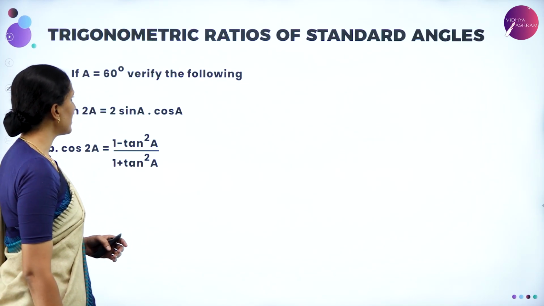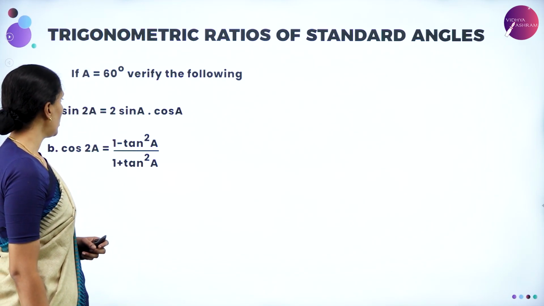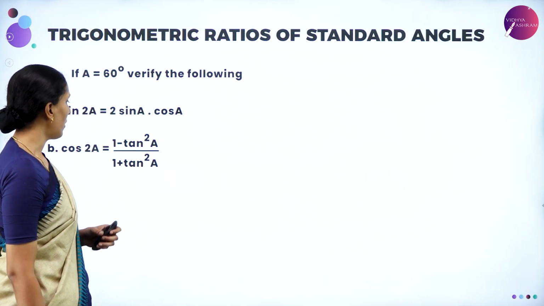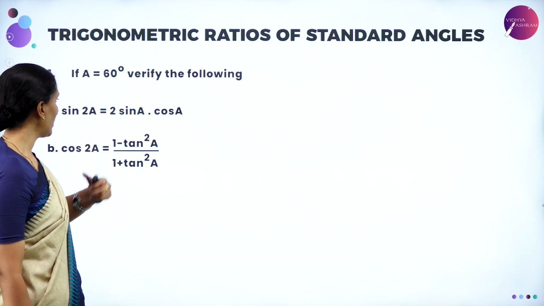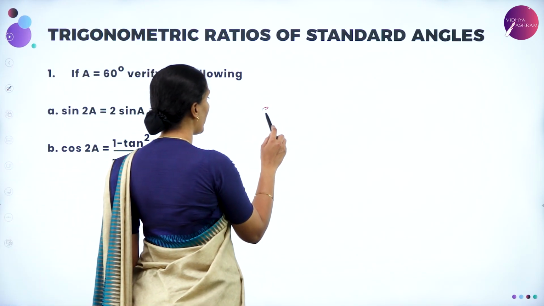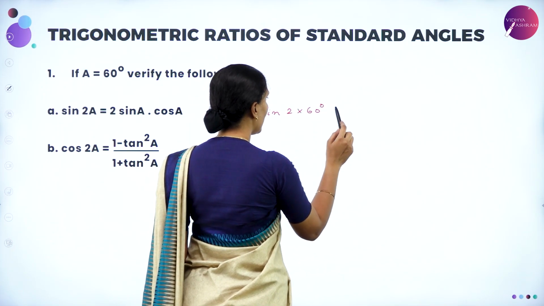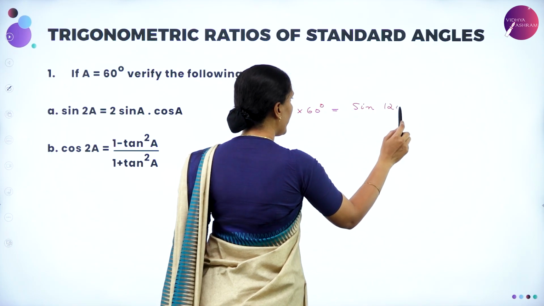If A is equal to 60 degrees, verify the following. The first question: sin 2A is equal to 2 sin A cos A. The second: cos 2A is equal to (1 minus tan square A) by (1 plus tan square A). First, let us verify the first question. We will take sin 2A. Sin 2A is nothing but sin of 2 into 60 degrees, which can be written as sin 120 degrees.